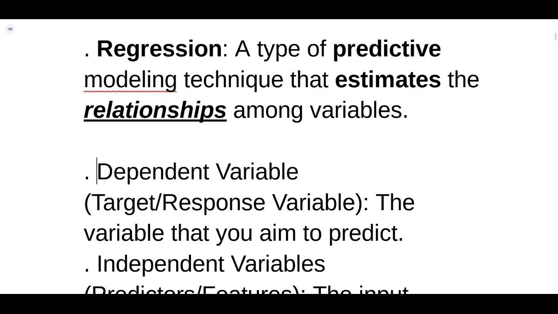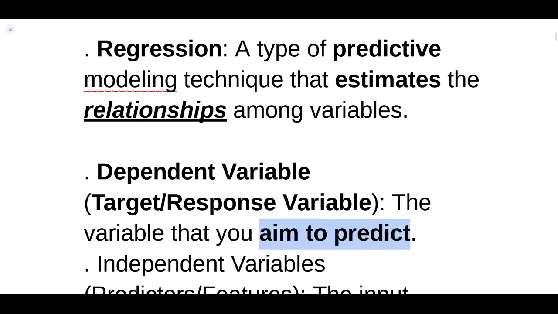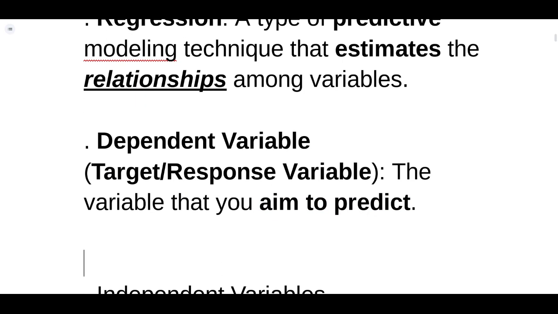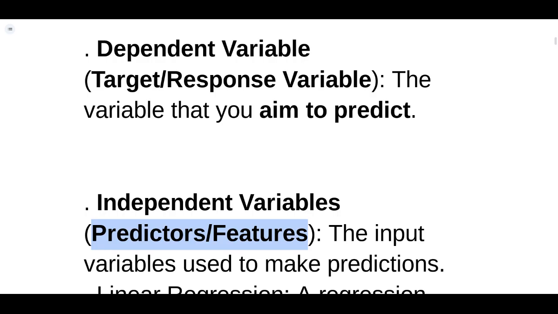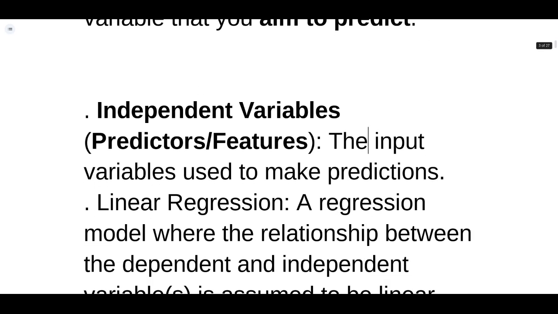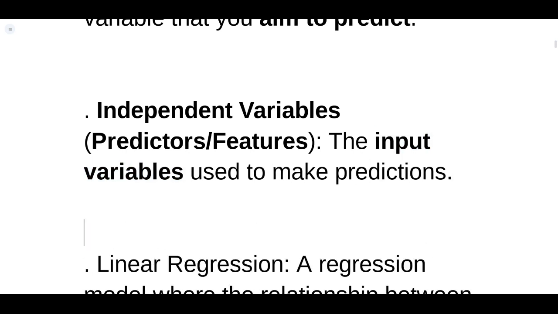Now, what is the dependent variable? It's the target or response variable, the variable that we aim to predict. Now, independent variables, they are the predictors or features. So, the dependent variable is the target or response, and the independent variables are predictors or features. These are the input variables which are used to make the predictions.